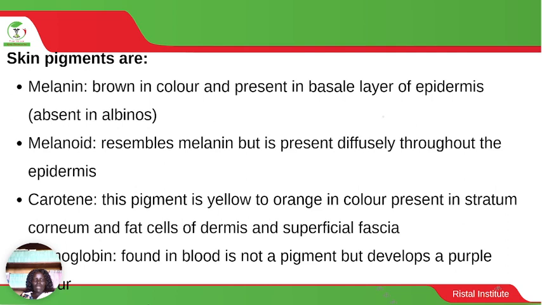And we have the melanoid, which resembles melanin but is present diffusely throughout the epidermis. Then we have the carotene. This pigment is yellow to orange in color, present in the stratum corneum and the fat cells of the dermis and the superficial fascia. Then we have hemoglobin, found in blood, which is not a pigment but develops a purple color.